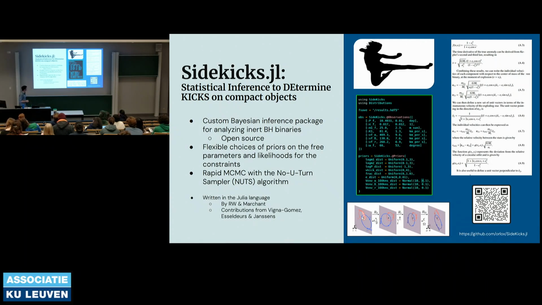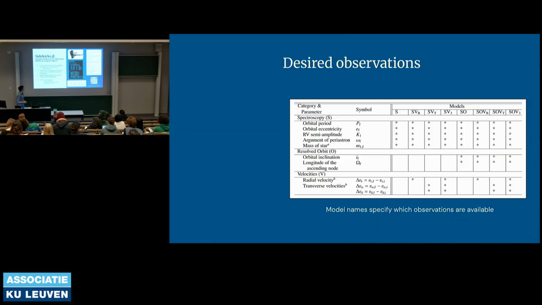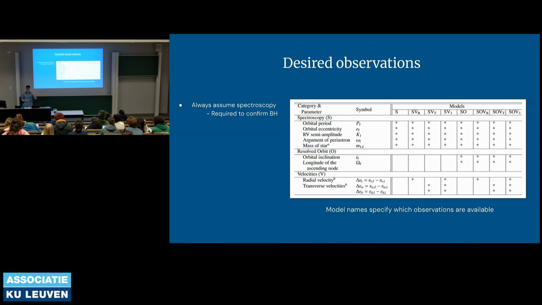We use rapid MCMC with the no U-turn sampler or NUTS algorithm, which may not be important for many of you, but in case you're curious, that's the one that we use. The desired observations that we have come from the types of observations available to us. Now, in order to confirm the nature of a black hole, you need to have spectroscopy. This is because if you don't have spectroscopy, you might be hiding just a dim companion. With spectroscopy, you can really rule out companions down to a certain mass and say this thing is so massive that if it was visible, we should see it. So therefore, it must be a black hole.